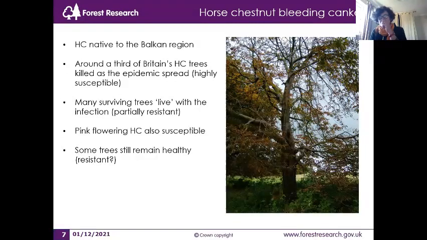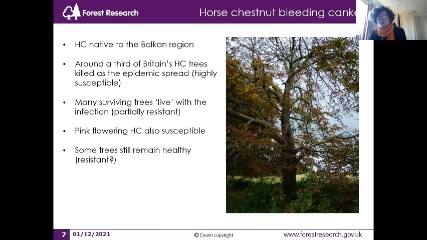Now, 20 years on, after the epidemic has passed through, and we're living with horse chestnut bleeding canker as an endemic pathogen, many trees actually survive. They live with the infection. We believe they're partially resistant. Many of these trees will look like the tree here in the photograph. They look unwell. They don't look great. They have the cracks and the bleeds and the tarry spots on the bark, which I'll show you in a minute, and some branch dieback, but they remain alive. That's what we're seeing in a lot of our horse chestnuts now.